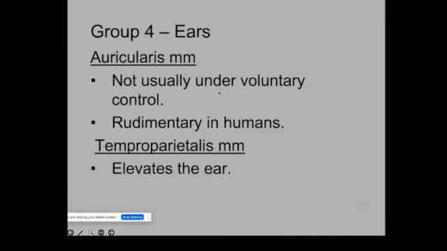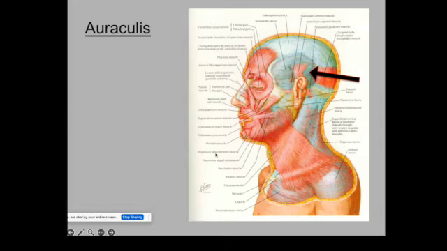Auricularis, those are the muscles that control our ears. And in humans, not usually under voluntary control. That's why we say rudimentary in humans. Lots of animals can flap their ears, like elephants and dogs, cats, they all can move their ears, but in our case, it's not usually under voluntary control. And then we have the temporoparietalis. Temporoparietalis elevates the ear.